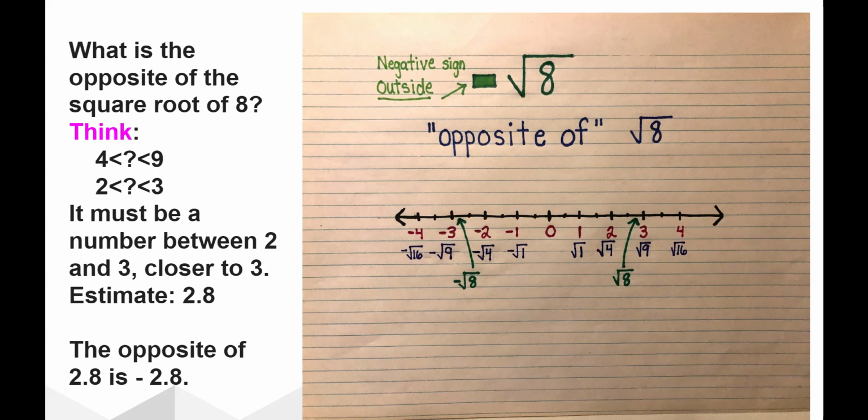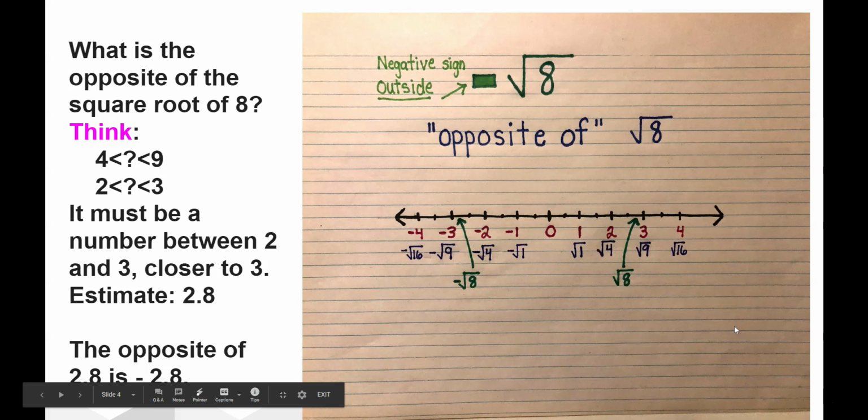Now thinking of opposite, we can think opposite of approximately the square root of 8, which is negative 2.8. Then all we need to do is simply graph it on the opposite side.